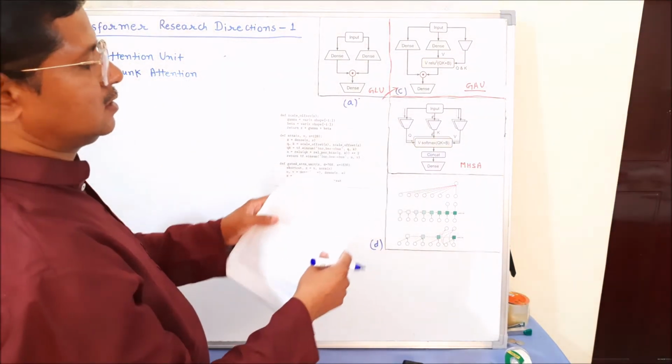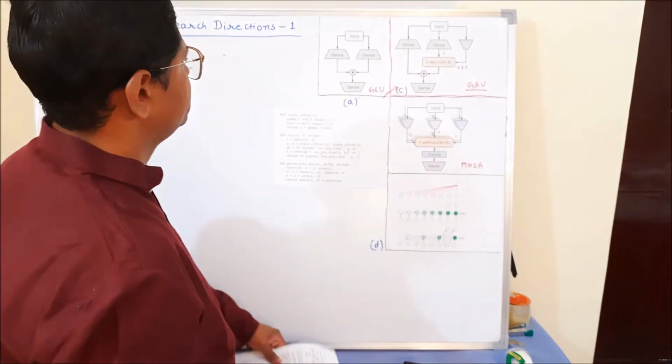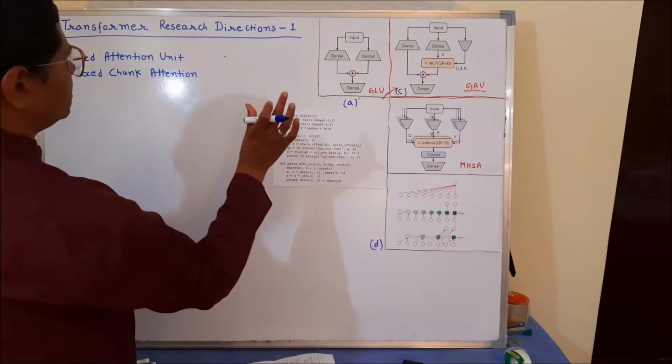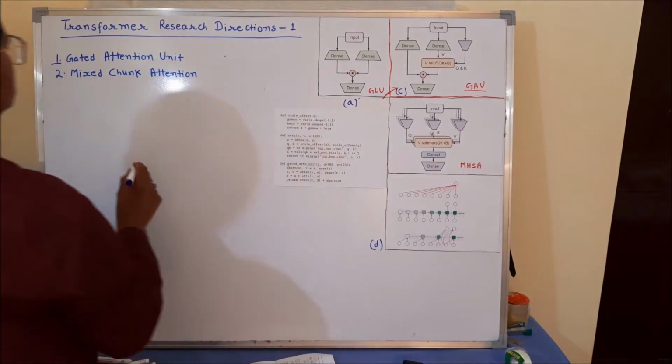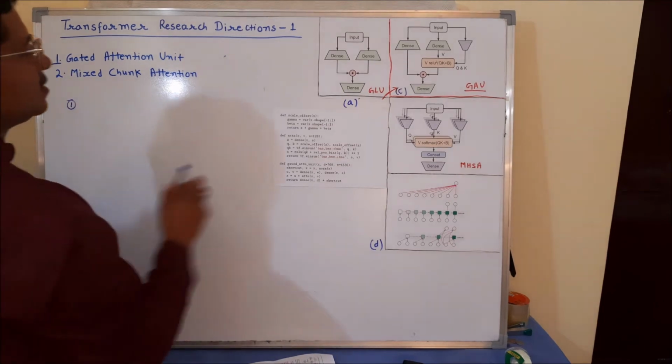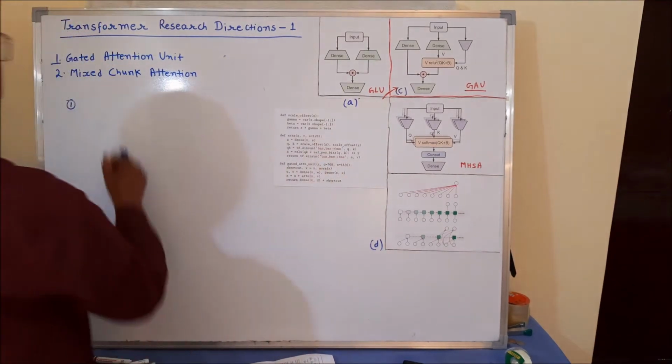I have just used the pseudocode given in the paper here. So from this pseudocode, it is clear that the authors have introduced two different concepts here. First is relative positional bias.